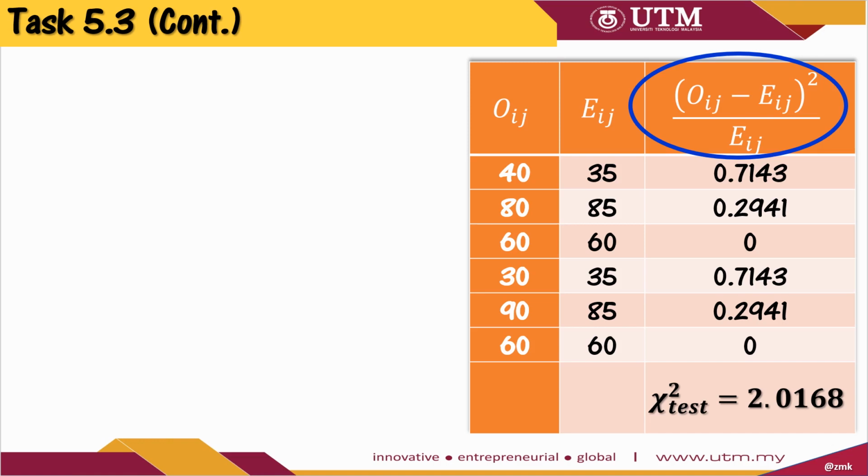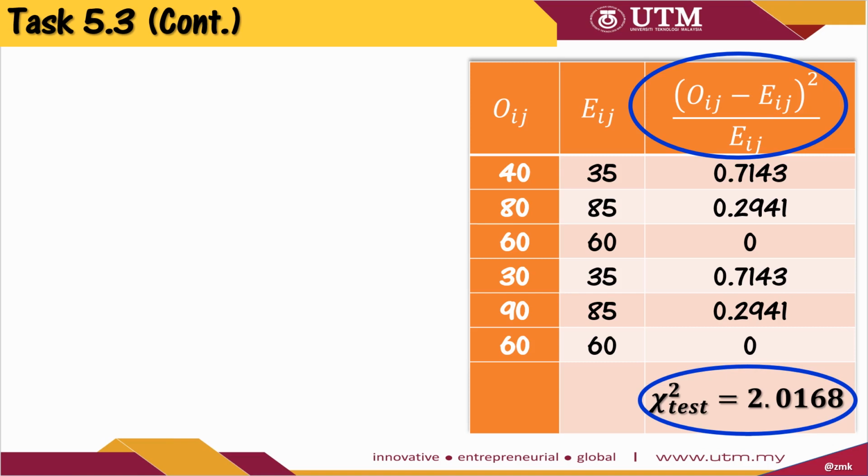Summing up all values in the last column, you will get the chi-squared test statistic value, where in this task 5.3, the chi-squared test statistic value is given by 2.0168, which is correct to 4 decimal places.